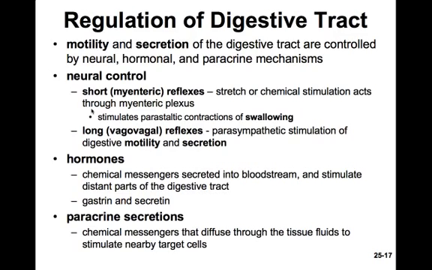There are hormones, chemical messengers that are secreted into the bloodstream, and they're going to stimulate distant parts of the digestive tract as blood flows past that region. We'll also see gastrin secretion. We'll examine its role later. In addition, there are paracrine secretions. Paracrines are chemical messengers that diffuse through the tissue fluids very locally and stimulate very nearby target cells.